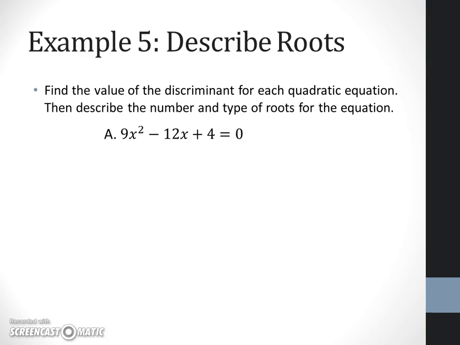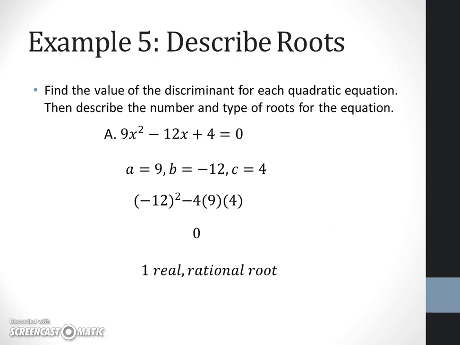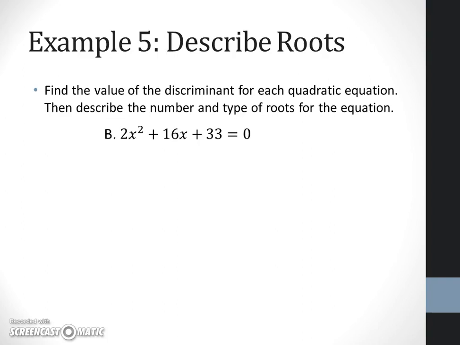So, describing the roots. We're going to do b squared minus 4ac. A is 9, b is negative 12, c is 4. Then we substitute into b squared minus 4ac. Simplify, we get 144 minus 144, which is 0. The discriminant is 0, so there is one rational root. Next one, a is 2, b is 16, c is 33. We substitute in, and then we simplify. We get 256 minus 264, which is negative 8. The discriminant is negative, so there are 2 complex roots.